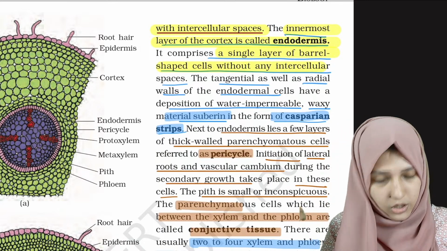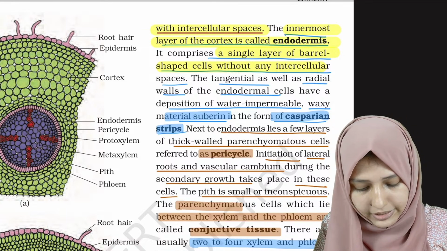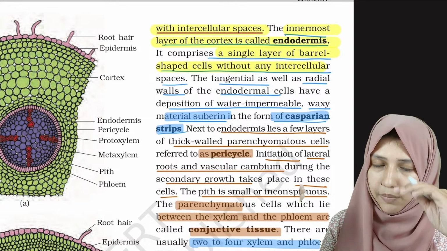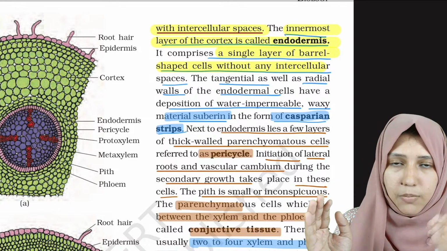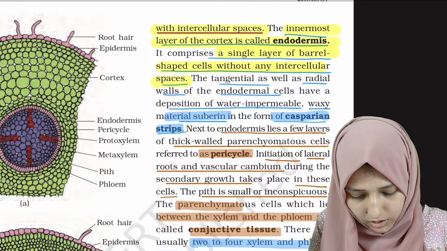Inner to the cortex, endodermis will be having a single layer of barrel-shaped cells. Okay, barrel-shaped cells, they will be elongated, without any intercellular space.